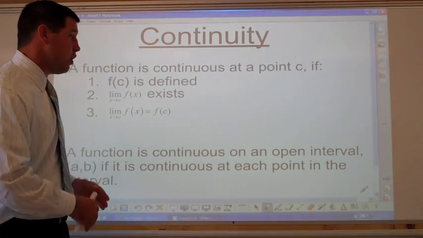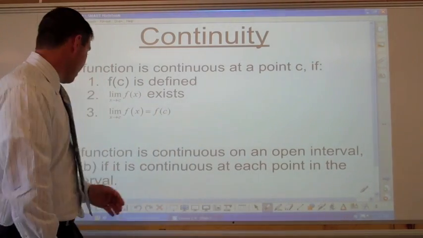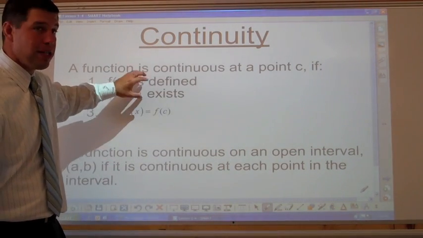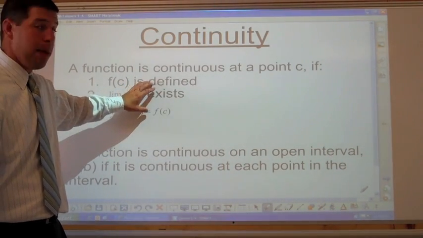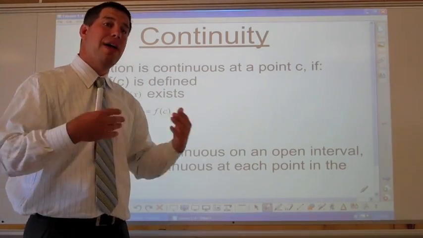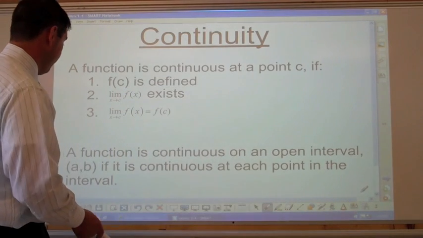For a function to be continuous on an open interval, it must be continuous at each point in the interval. So here's how you tell if a function is continuous at a point, and if you have an interval where it's continuous at every point on that interval, then it's continuous on that interval.